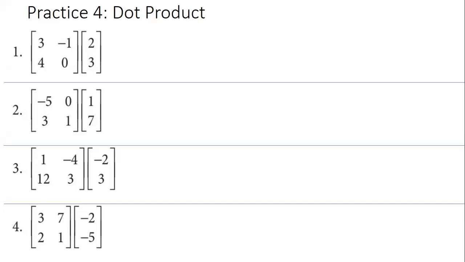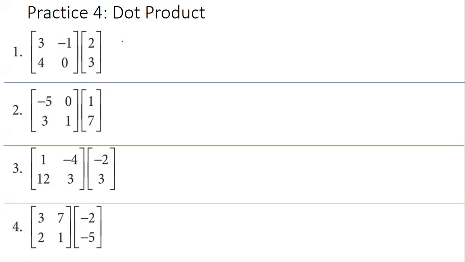All right, so what we have here is practice 4, dot product. And this model right here specifically represents something, and we talked about it in our part 1 notes. This represents linear transformations.